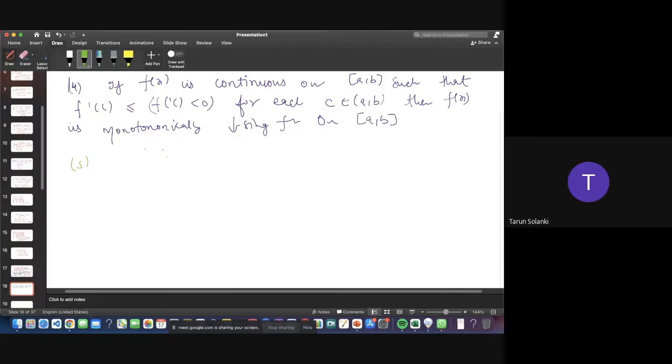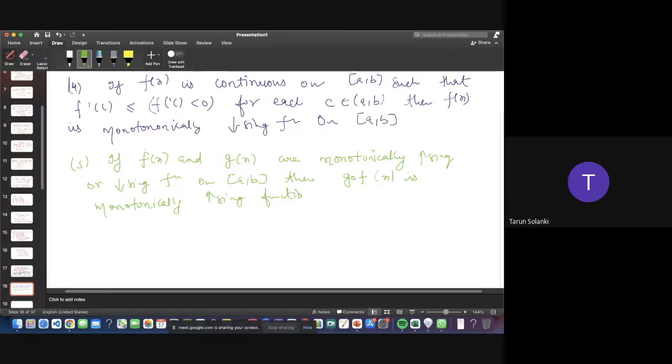Fifth: if f(x) and g(x) are both monotonically increasing, it may be strictly, or both decreasing functions on a to b, then f(x)g(x) is a monotonically increasing function.